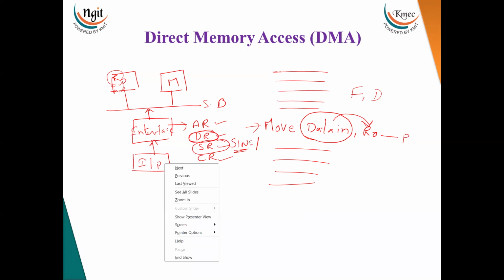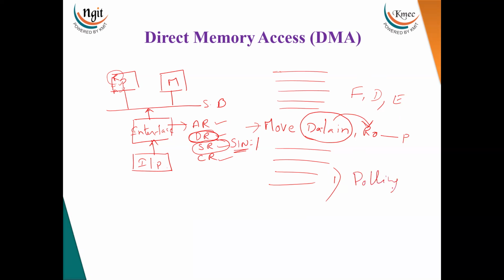Whenever the SIN bit is equal to 1, the status is ready, so the processor executes the instruction and reads the data from the data register into the processor. This is what happens inside. For this, so much overhead is incurred: fetching, decoding, status register reading, and execution. This mechanism is called the polling mechanism.